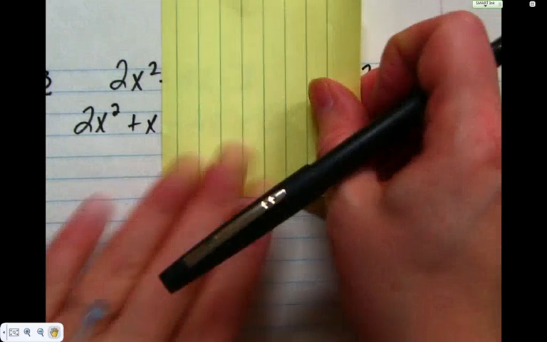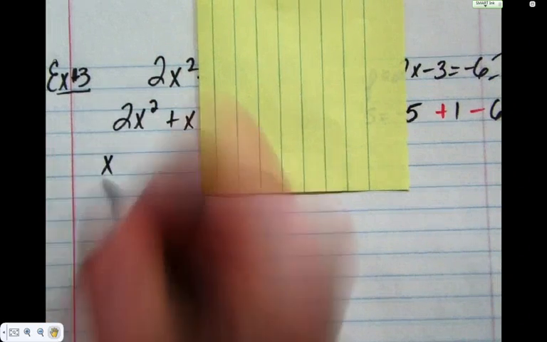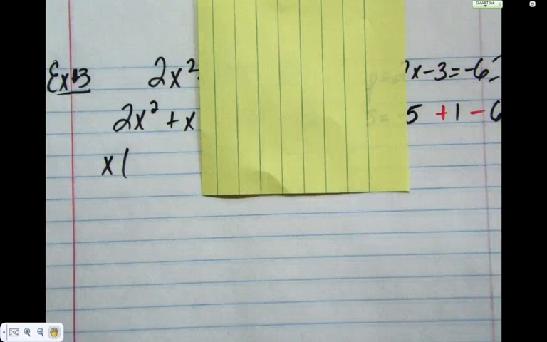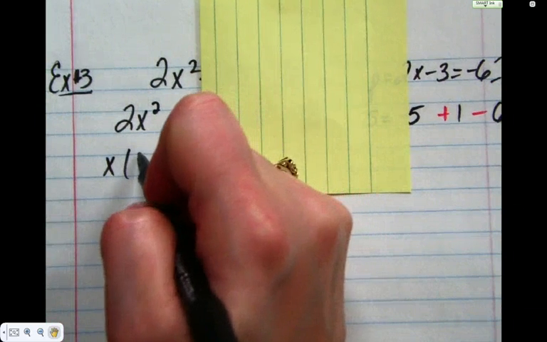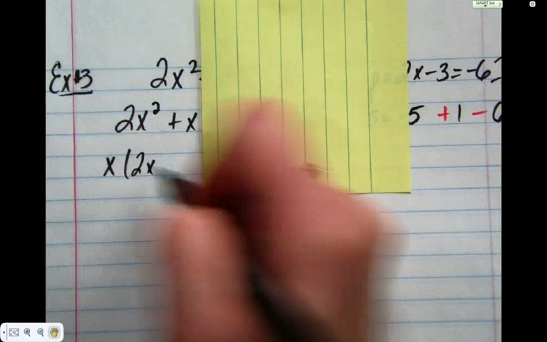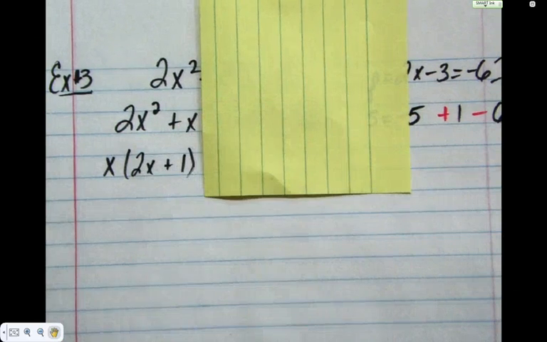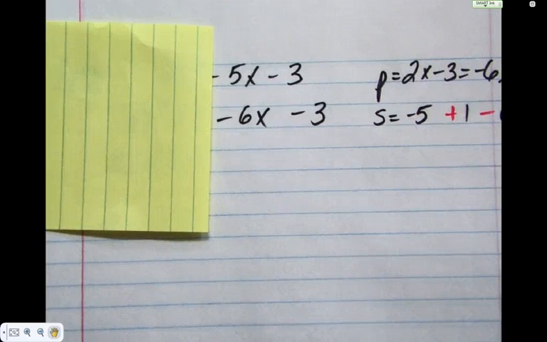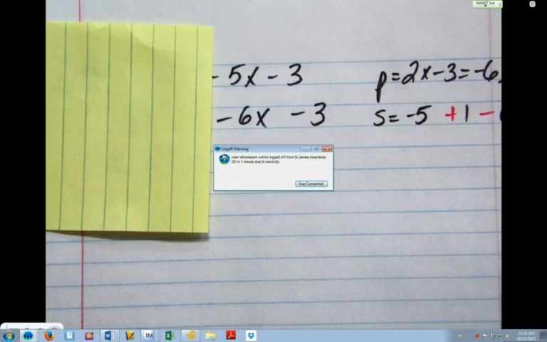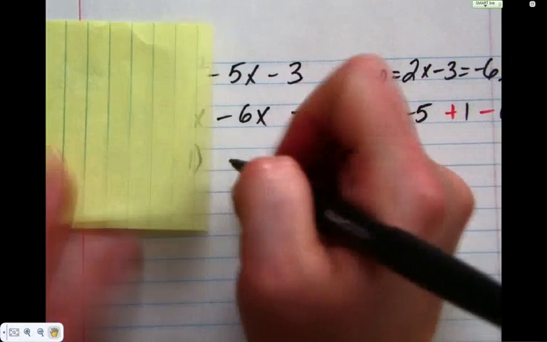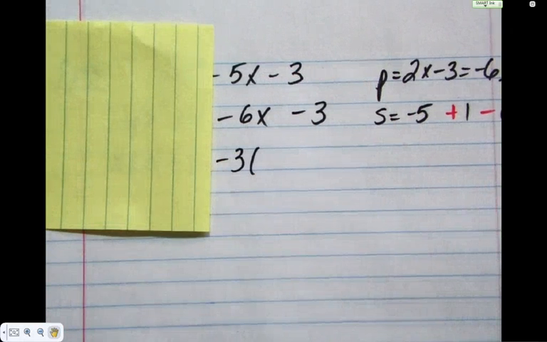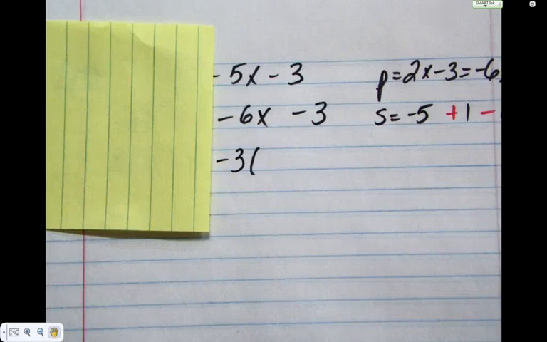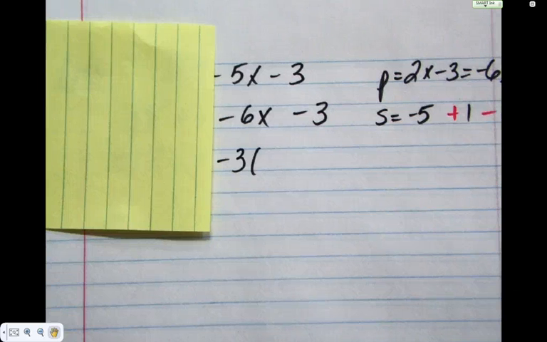Common factor the first two. I heard x. Confirm. Okay. Divide them each by x. Offer of 2x plus 1. Common factor of -6x minus 3. Offer of -3. Confirm. Okay. Divide them each by -3.